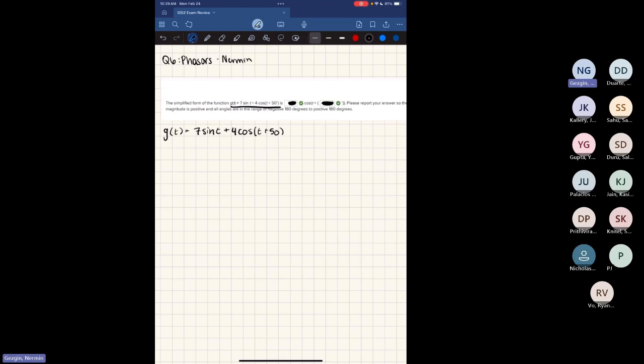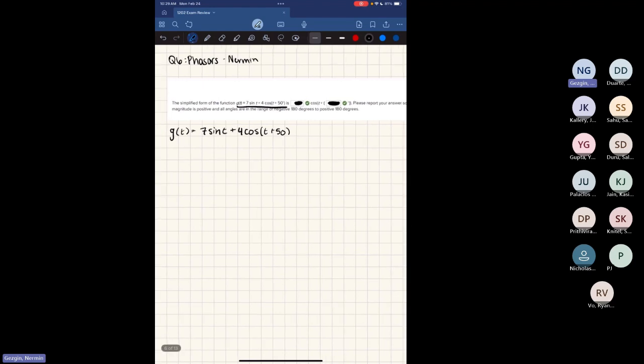Okay, so let's go back to this question. So we have this function, g of t. We need to convert this, or just simplify it. To do that, we first need to convert this sine of t right here into cosine, because we can't add these if they have different sines and cosines. So to do that, it's very simple.